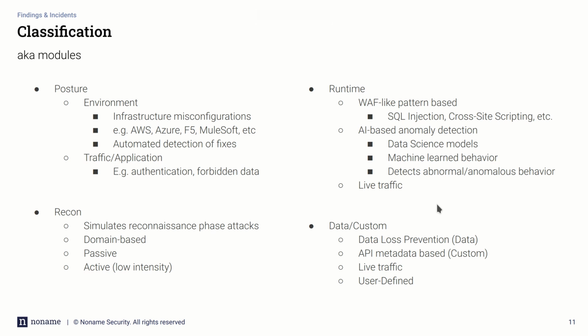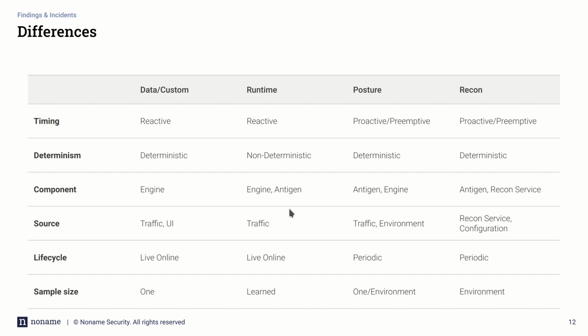Okay, cool. Oh, the last thing is the data customer runtime. They're based upon live traffic. The other ones are proactive, and in fact, that's a good place to move into the second slide, where we're talking about the differences between the different types of security vulnerabilities. Data custom and runtime, they're both reactive. They of course depend upon live traffic. And posture and recon, these are proactive in order to preempt potential future attack, right? And that's the main difference between these two sets.